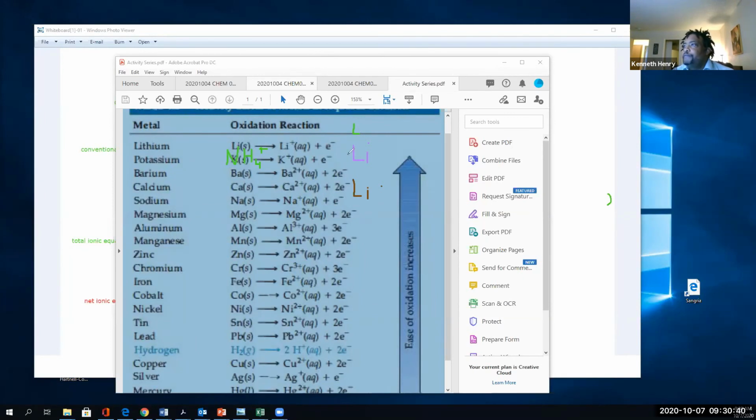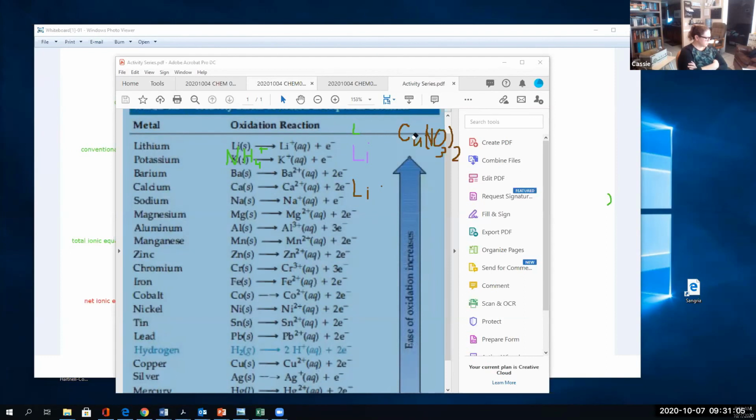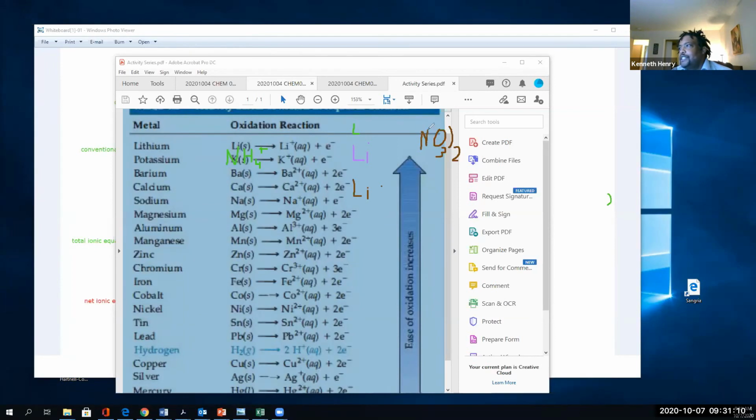So if we have a solution, let's say we have copper nitrate. Is that going to be soluble or insoluble? Copper 2 nitrate, to be specific. Soluble. It's going to be soluble because all nitrates are going to be soluble. So I have copper 2 nitrate and I put in lithium metal with it.